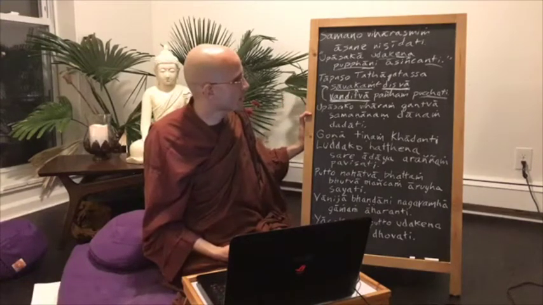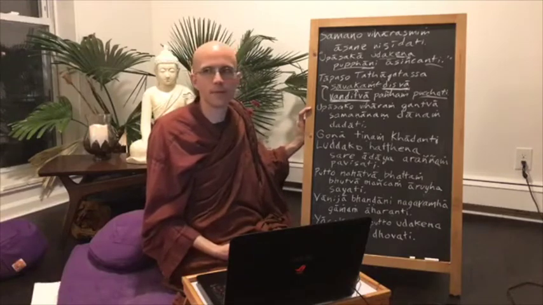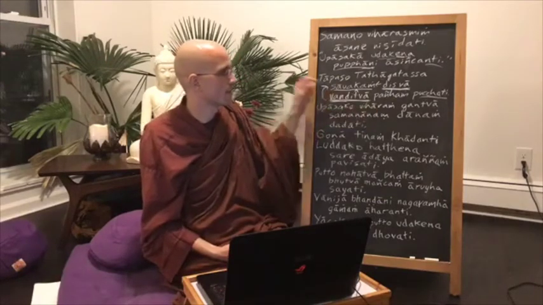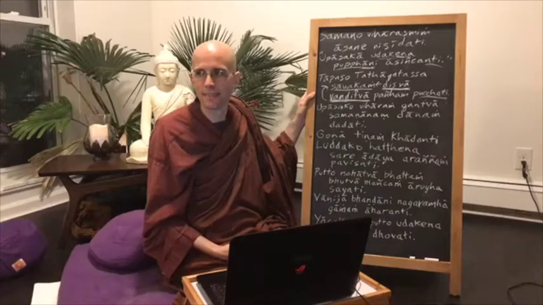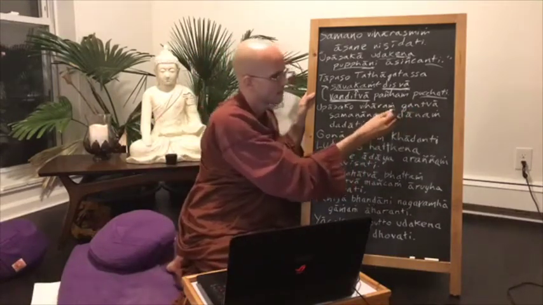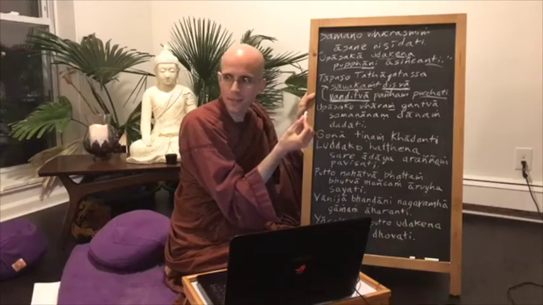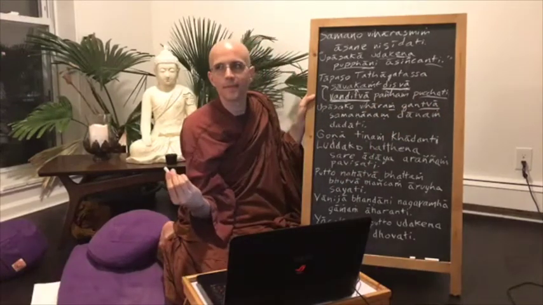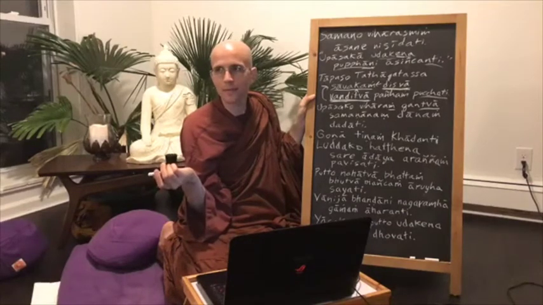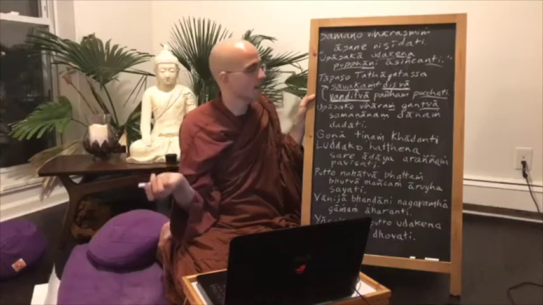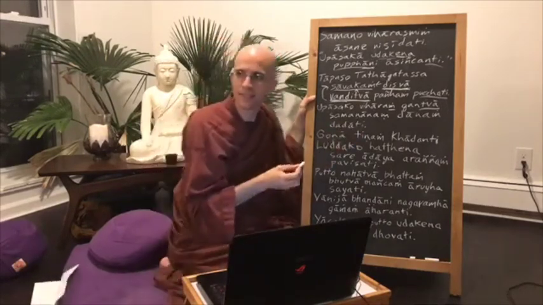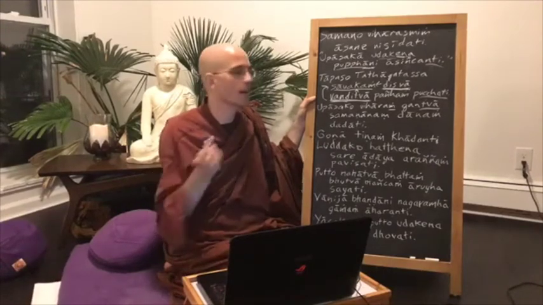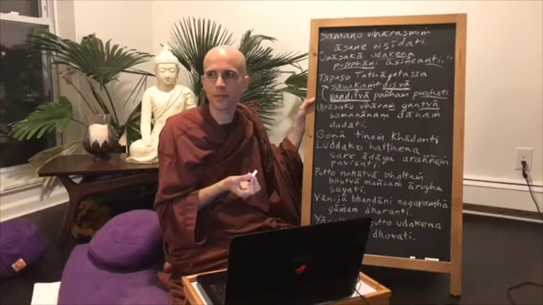Next one. Upasako viharam gantva samananam danam dadati. Let's take it one at a time. Upasako. Singular nominative. Lay devotee. Good. Viharam. The monastery. Good. Accusative. Singular. Correct. Yes! And gantva, what do we have here? Absolutive. Correct. And what's the verb? Gone. Yes, having gone. Correct. Congratulations. Another time I'll explain how that particular form comes to be, but for now, it's good enough just to know that's what it is.